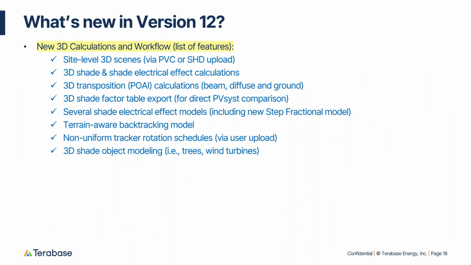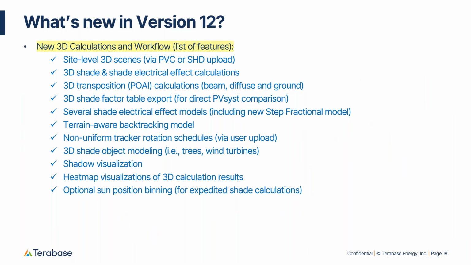We support 3D shade object modeling, so think trees, wind turbines, things of that nature. We allow you to visualize shadows through the 3D viewer. We support heat map visualizations of the 3D calculation results. We have optional sun position binning. This helps to expedite the shade calculations, and Arthur's going to be talking more about what that means. Additionally, optionally, you can simplify shade objects. Again, this helps to expedite shade calculations, and Arthur's going to explain what that really means.